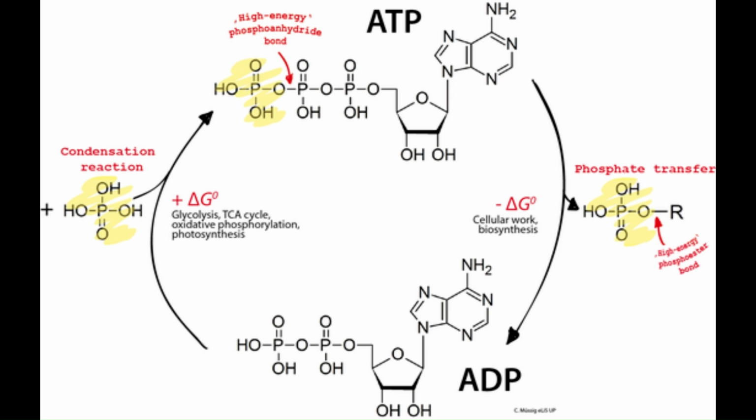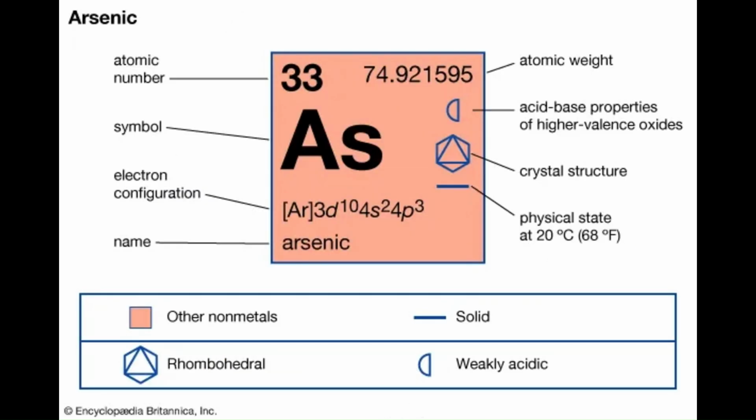ATP is often described as the universal energy currency of life, and it is able to fill this role because the phosphoanhydride bond between the second and third phosphorus atoms is readily cleaved, resulting in the phosphorylation of organic molecules, and thus making them more reactive. But many astrobiologists have proposed that these roles could instead be filled by arsenic.